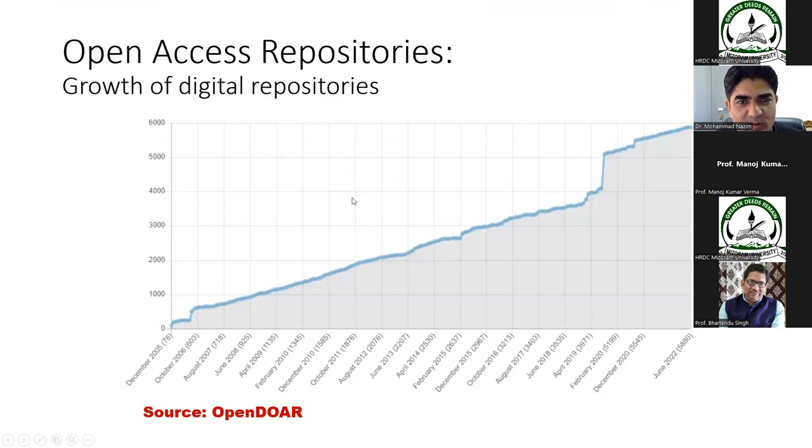Another aspect of that is open access repositories, particularly for green open access. We can see the growth of open access repositories from 2005 to 2022. We have data from last year, June 2022. More than around 6,000 open access repositories in different subjects have been established all over the world. This data is taken from OpenDOAR, the directory, the database of different institutional repositories of the world.